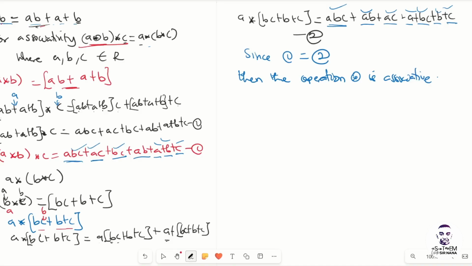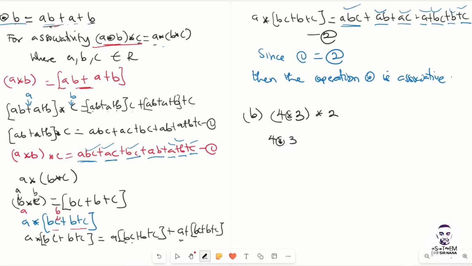Now let's consider the B part of the question. So in our B part, we've been asked to evaluate 4 operation 3, and then operation 2. So we'll first have to look at the one in the brackets, 4 operation 3. We are putting it in the operation A operation B is equal to AB plus A plus B. Right. So it means that wherever we see our A, we can put our 4 there, and wherever we see our B, we can put our 3 there in the operation here.